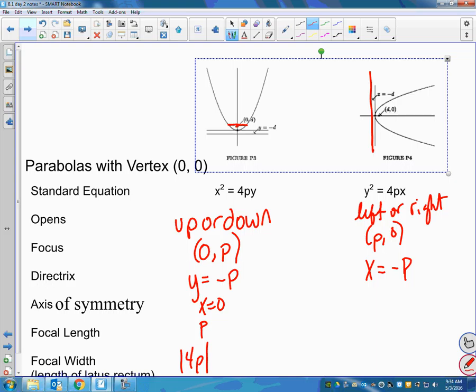The axis of symmetry is now the horizontal line through the vertex, which in this case is y equals 0. Right? Notice our x's and y's are just changing places. The lengths are the same. The focal length is still p. The focal width is still the absolute value of 4p. I guess we should say that this is also absolute value for the same.